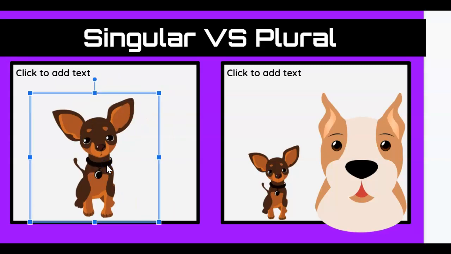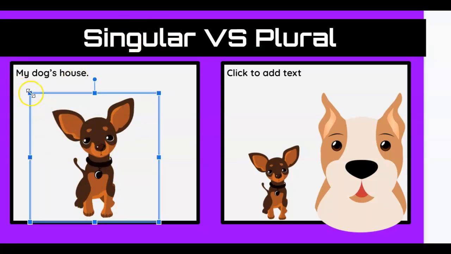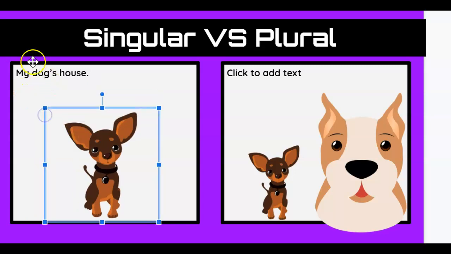Let's look at this example first. I have a dog, and he has a house. If I wanted to show a possessive noun showing that it's my dog's house, I could write it like this: my dog, apostrophe S, house. How many dogs do I have? One. A singular noun is one single thing. So it's only talking about one dog. There's only one dog that owns the house.